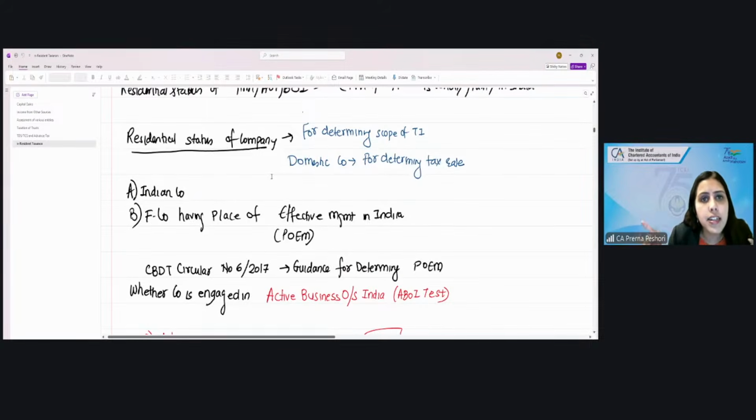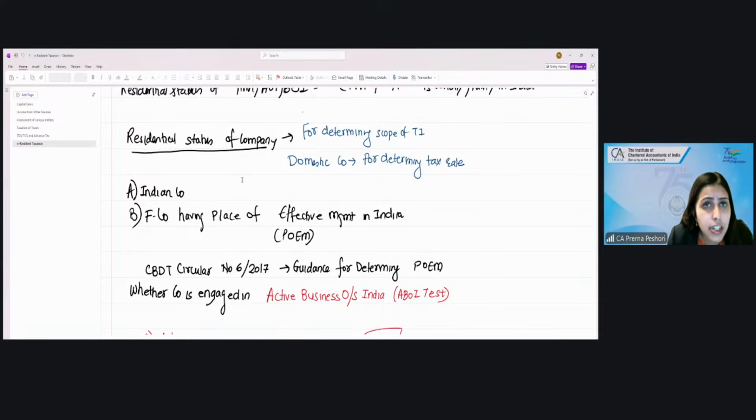Does it mean that if a company is a resident, it will become a domestic company? No. Domestic company means an Indian company or a foreign company which has made the arrangements for declaration of dividend in India. It doesn't mean that once a company is a resident company, it becomes a domestic company. A resident company is different from a domestic company. The residential status of the company is important for determining the scope of total income.